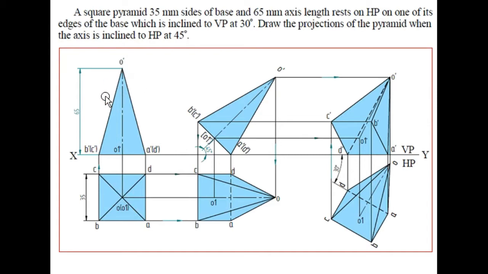So from O dash the corners will be joined, and in the front view it will look like one of the triangular faces. For naming, the point B is seen, so B dash has been represented, whereas C is hidden, that is why it is represented in brackets as C dash. Similarly A is seen, so A dash is represented, whereas D is hidden, so D dash is represented in brackets.